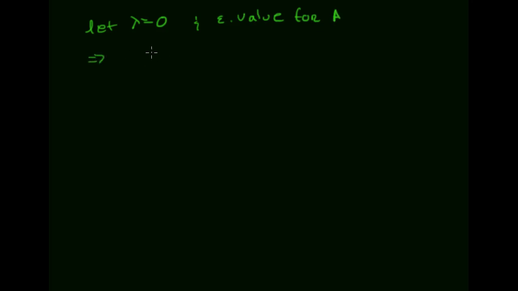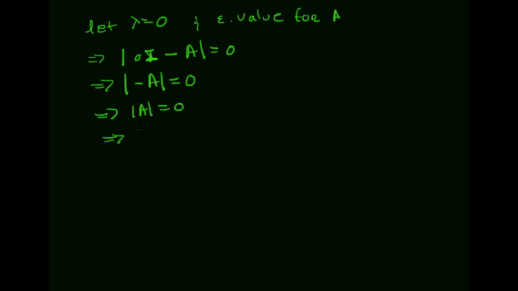All right, so this is going to imply that the determinant of 0 times I minus A has to be 0. Well, 0 times I is just 0, so this is going to imply that the determinant of negative A is 0, which means that the determinant of matrix A is 0, which means that A is singular. And you can literally just go backwards to get the if and only if here. So that is a proof for number 7.